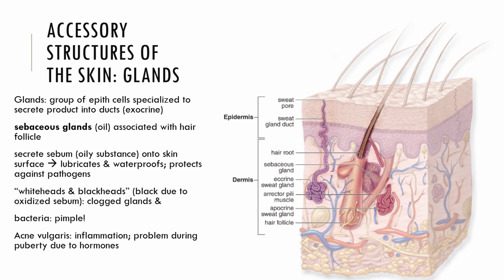And lastly, we have ceruminous glands. These are specialized glands located in your ear canal that secrete cerumen, C-E-R-U-M-E-N. So cerumen is earwax. It protects the ear canal by trapping dust, debris, and other microorganisms.